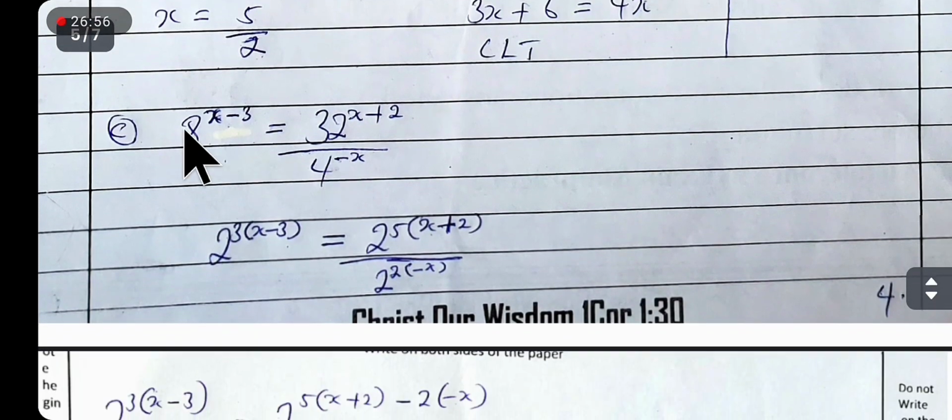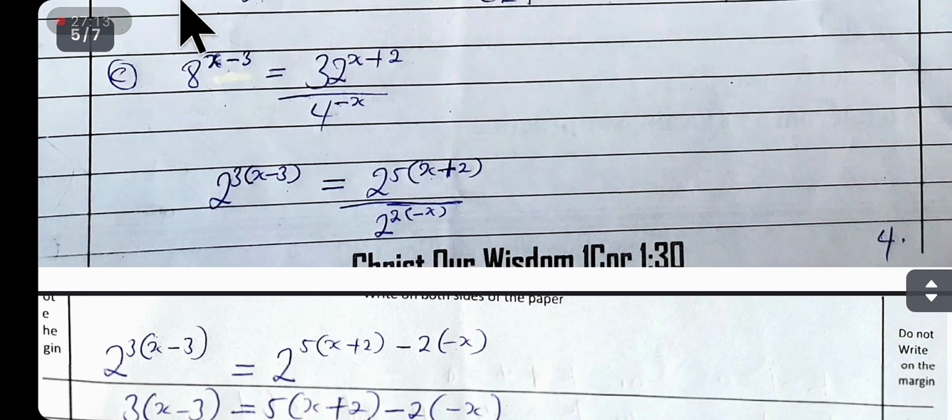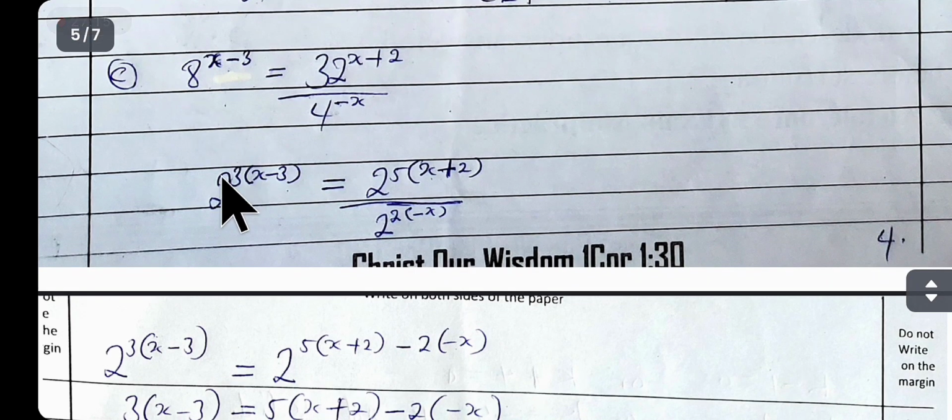Alright, the next one is 8 raised to power s minus 3 equals to 32 raised to power s plus 2, all over 4 minus 4 raised to power minus s. So 2 raised to power 3 will give us 8. That's why, instead of writing 8, we have 2 raised to power 3. Of course, the power will multiply the initial power here, s minus 3. s minus 3 is what we have here.